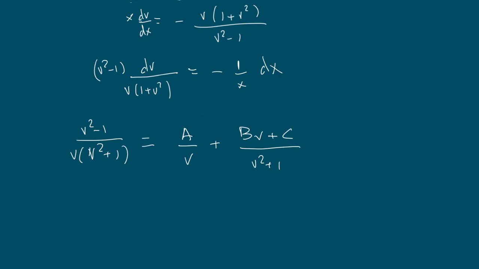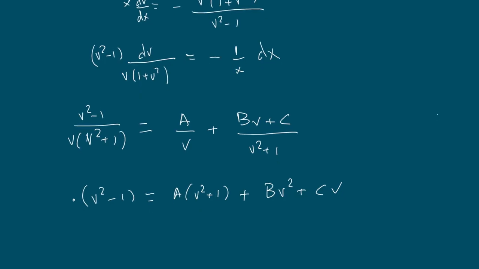If I multiply everything by v multiplied by (v squared plus 1), if I multiply the left side of the equation by v times (v squared plus 1), I have a, the v will cancel, and I will have (v squared plus 1), and I will have here b times v squared plus c times v. This is the equation that I have to solve to find a, b, and c.